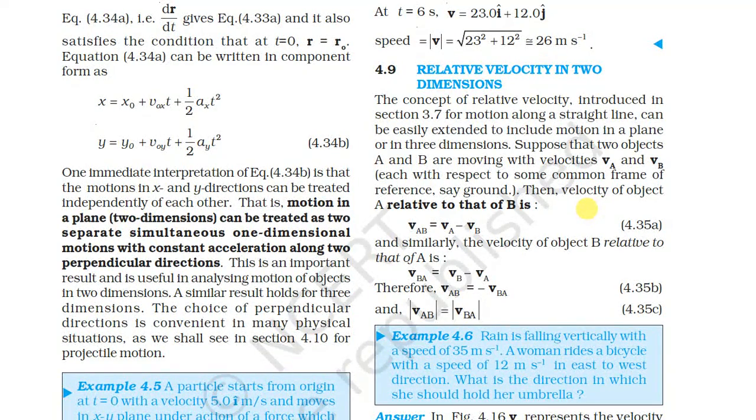So see here, these are the basic things about relative velocity in two dimensions. It gives us the relative velocity VAB, which is equal to VA minus VB, and VBA is equal to VB minus VA. Therefore VAB is equal to minus VBA, so the magnitude of VAB is equal to the magnitude of VBA.